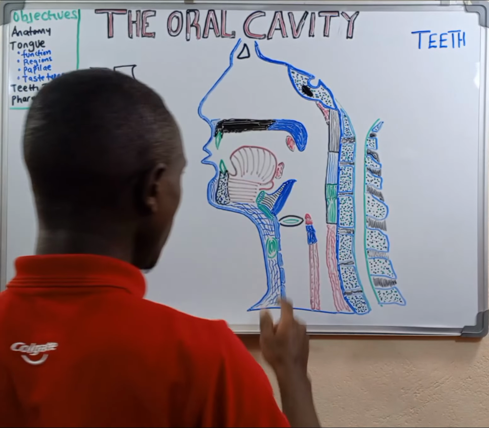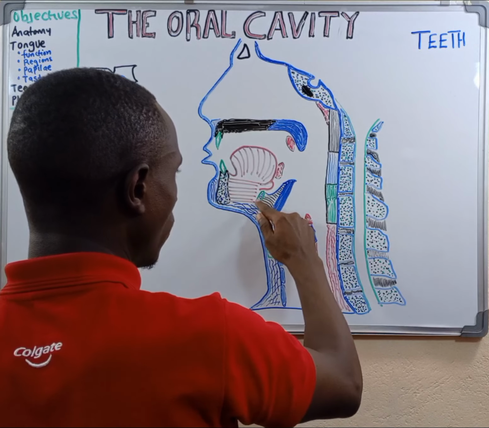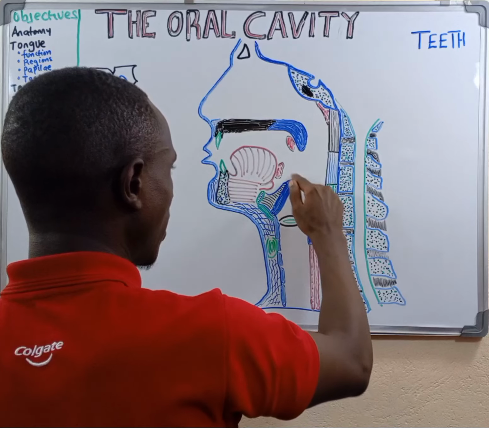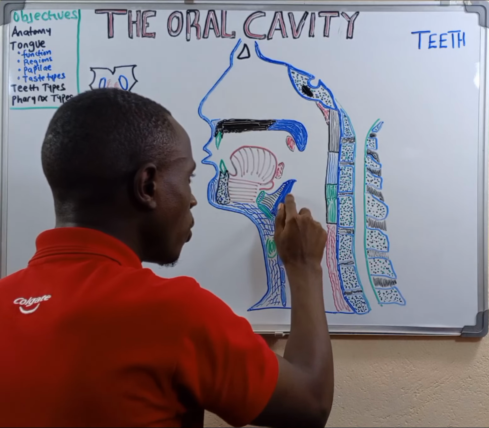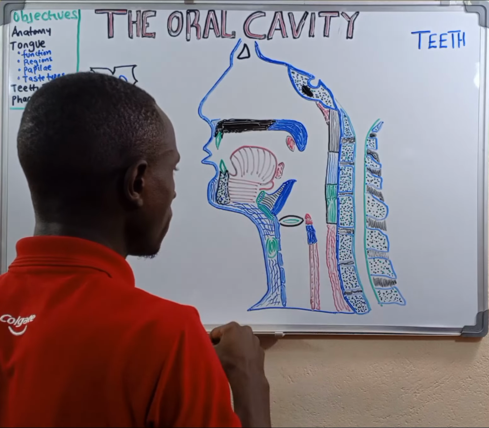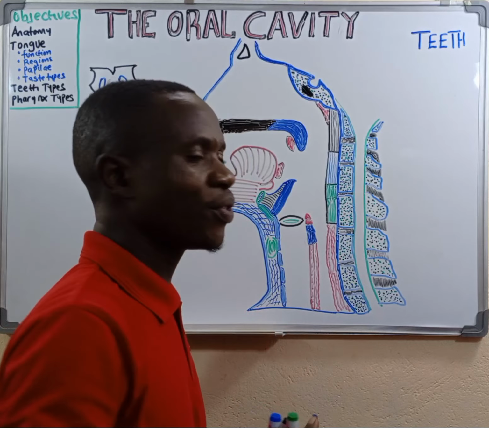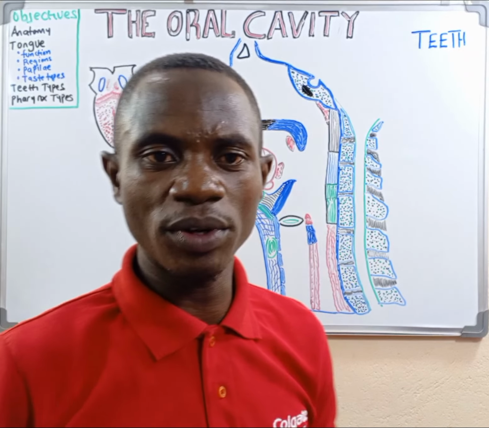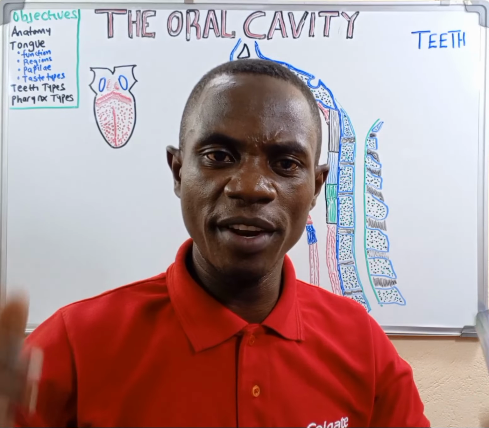Okay? Now, when you come down here, just below the tongue, we have this beautiful structure. You know how we call this structure here? The whole of this structure, you know how this structure is called? This structure here is what we call the epiglottis. Okay, the epiglottis, and this structure is very important.